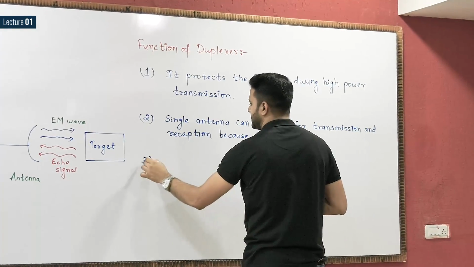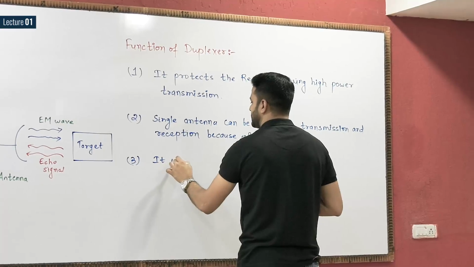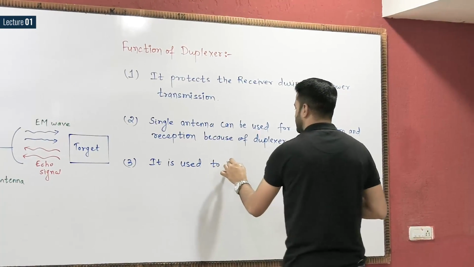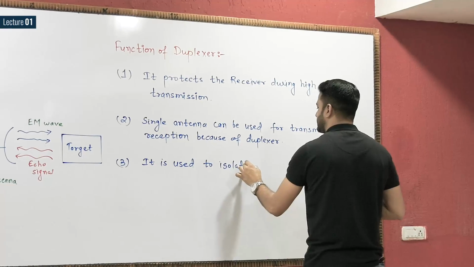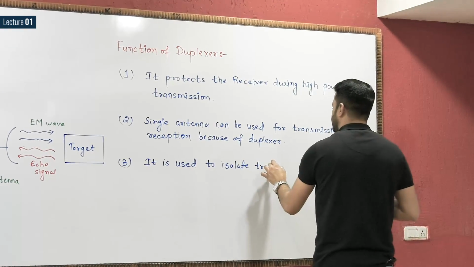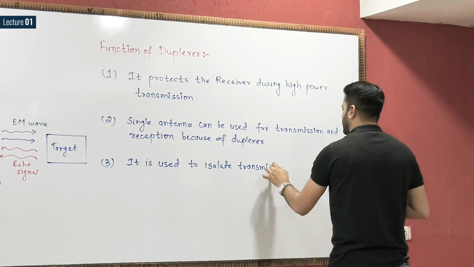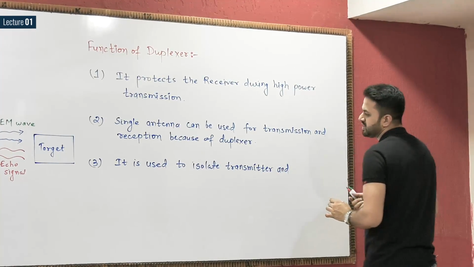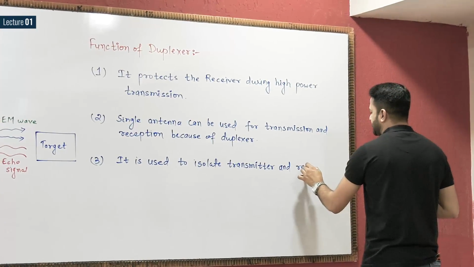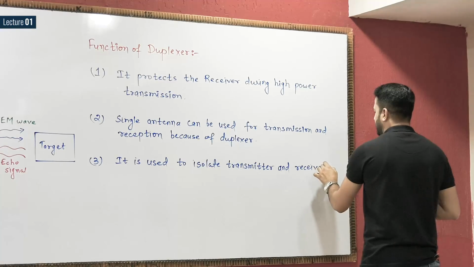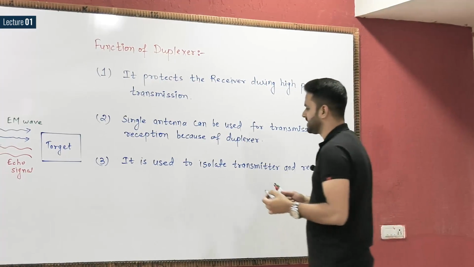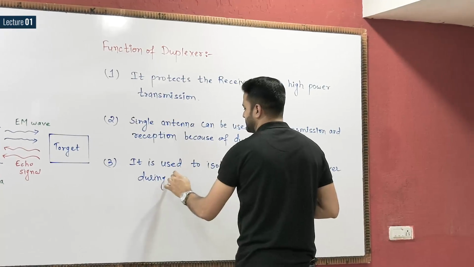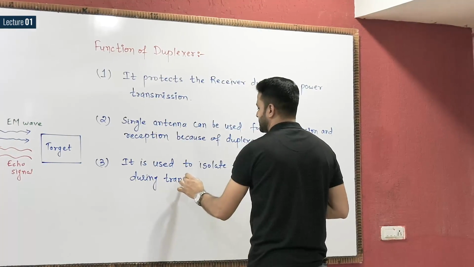And the third is, it is used to isolate the transmitter and receiver during transmission and reception.